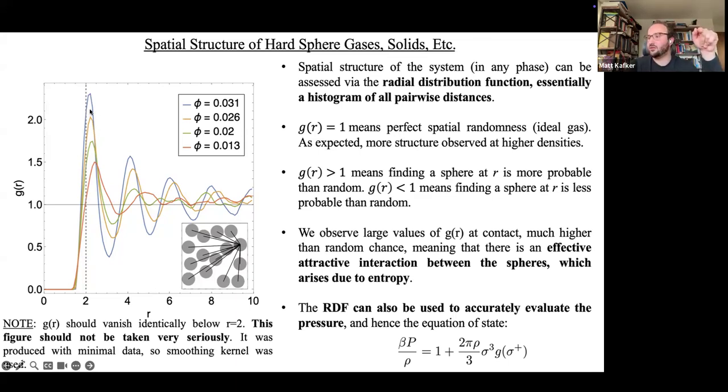So that's slightly surprising, right? You might expect it to be 0 out to 2 because they can't overlap, and then beyond that, pure randomness. But what we see is, in fact, as the density gets higher, it's increasingly likely to find them right up against one another. And then it is less likely, and then it is more likely and less likely, and so on.